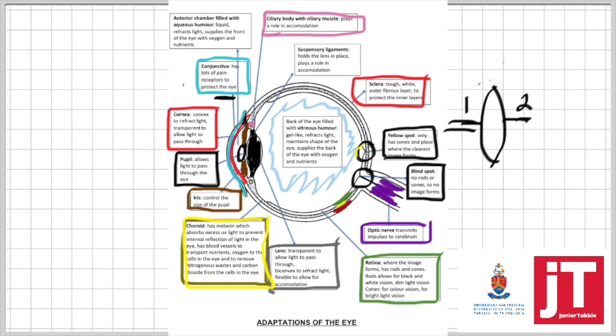So these are the adaptations of the eye. Make sure you know how to label the diagram and you know the structure and the function.